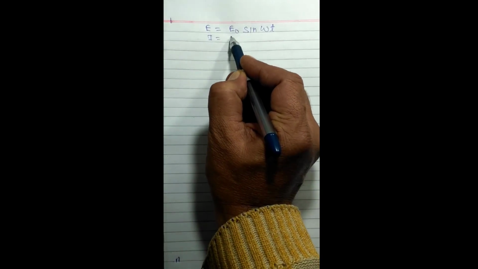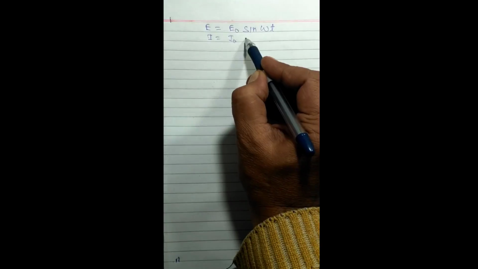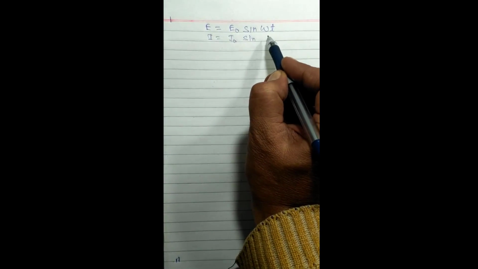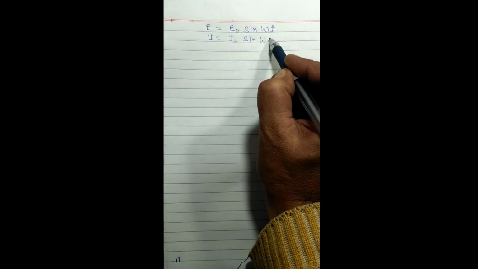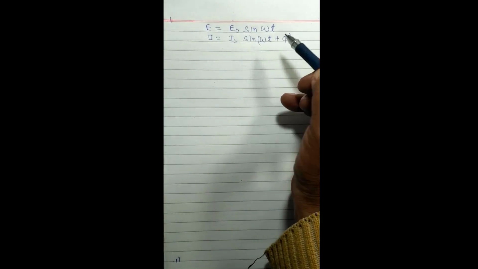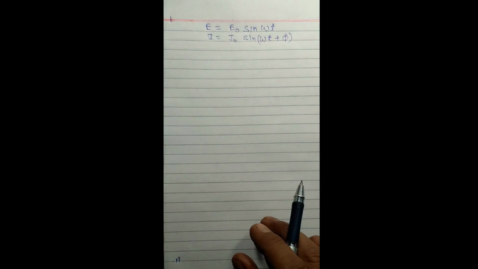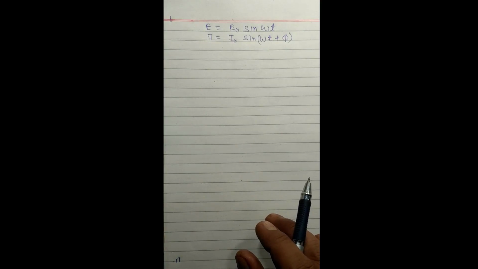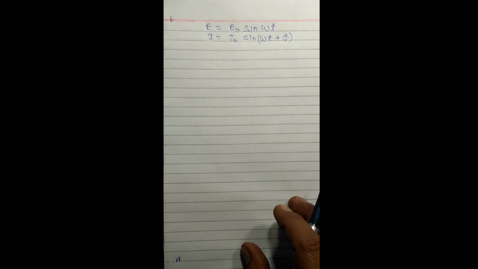And I equals I naught sine(omega t plus phi), where I naught is the peak value of the current and phi is the phase difference between the EMF and the current.